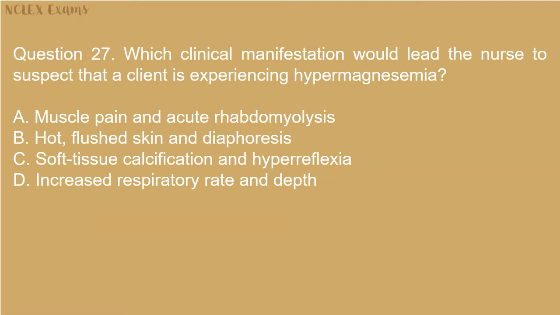Question 27. Which clinical manifestation would lead the nurse to suspect that a client is experiencing hypermagnesemia? A. Muscle pain and acute rhabdomyolysis. B. Hot, flushed skin and diaphoresis. C. Soft tissue calcification and hyperreflexia. D. Increased respiratory rate and depth.